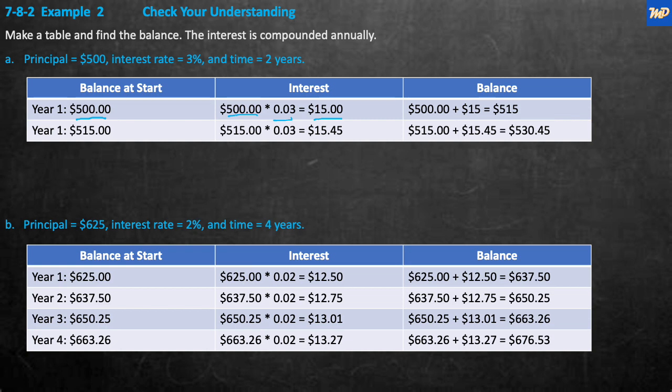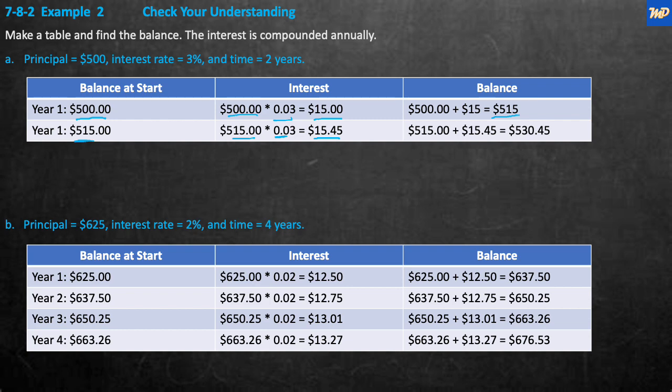0.03 times 500 is $15. Well, that $15 is now added to the $500, and we end up with $515. Now that $515 gets brought over here to be the input to the second year, the balance at the beginning of the second year. And then we still earn our 3% right here on the $515, though, not $500.